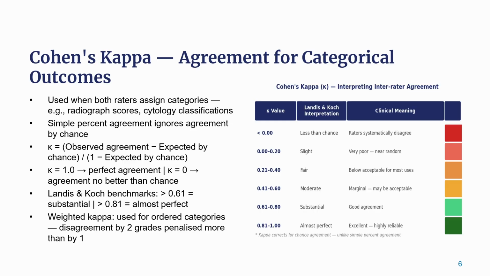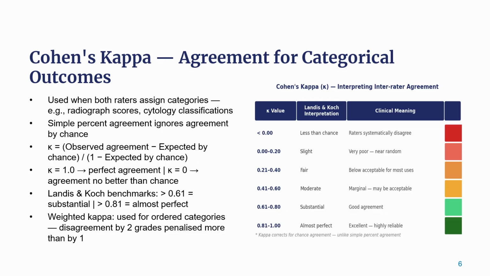Cohen's kappa is for situations where two observers are assigning categorical labels, like grading a lymph node as reactive, suspicious, or malignant, or scoring a radiograph as normal, mild, moderate, or severe. The critical insight is that simple percent agreement is misleading. If you're assigning one of two categories, two raters randomly guessing would agree 50% of the time just by chance.